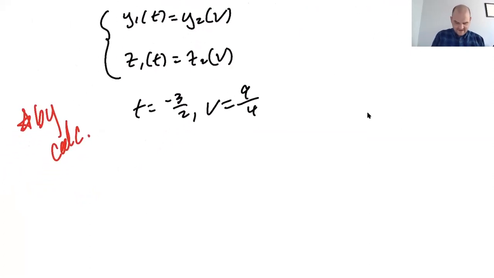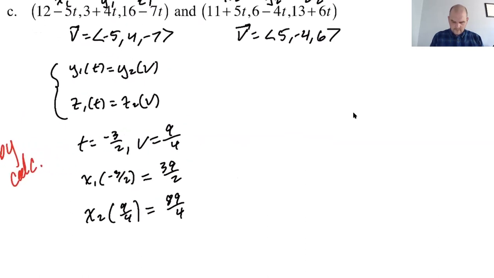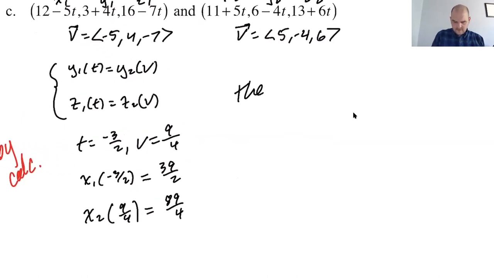So I'm going to say x1 of -3/2 is, and not y1. X2 of 9/4 is, and let me refer back to my calculator. If you've been doing it on your handheld, you just have that information, you can do it. You should be beating me to these notes. 39/2, and this will be 89/4. Okay, so I'm going to say the lines are skew, because they are.